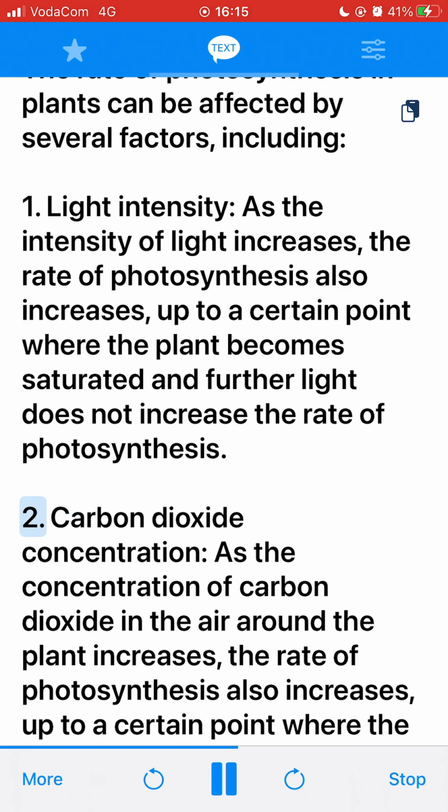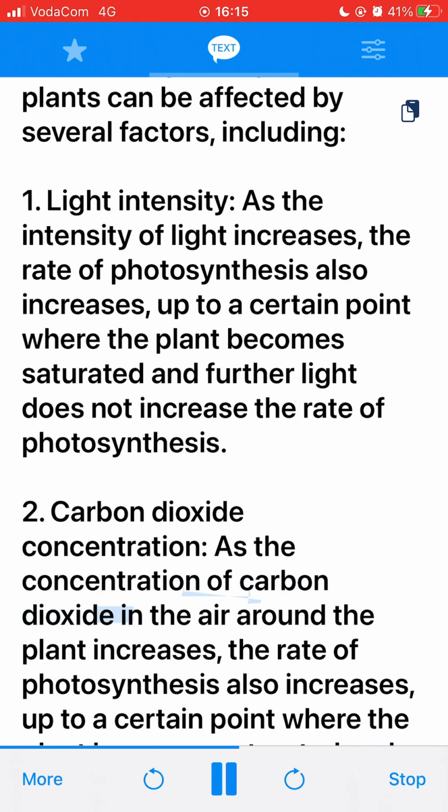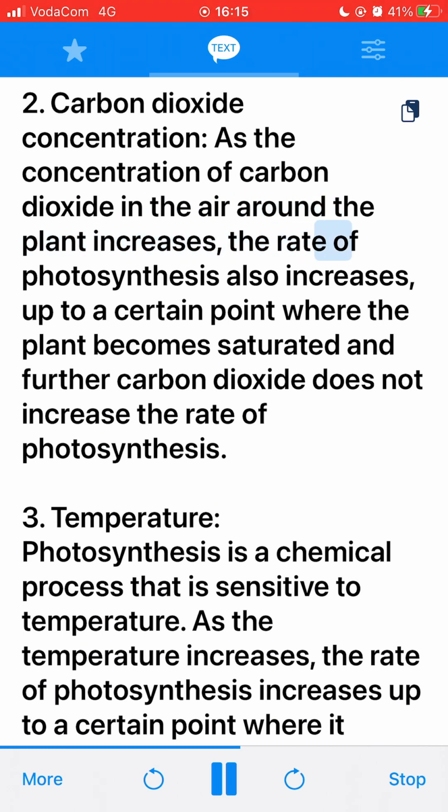2. Carbon dioxide concentration. As the concentration of carbon dioxide in the air around the plant increases, the rate of photosynthesis also increases, up to a certain point where the plant becomes saturated and further carbon dioxide does not increase the rate of photosynthesis.